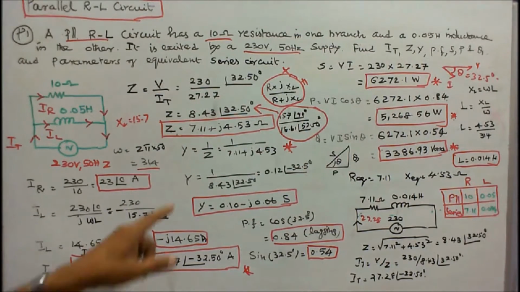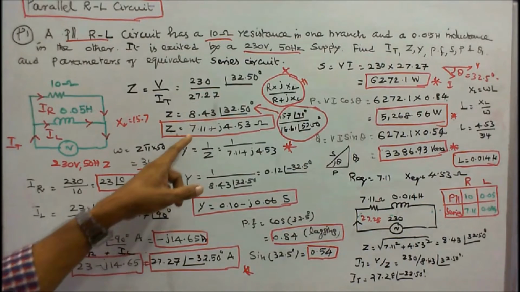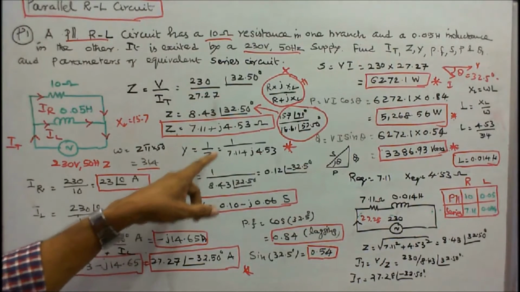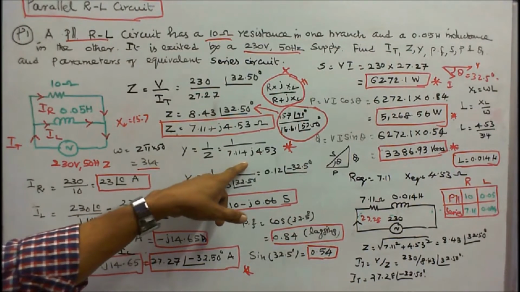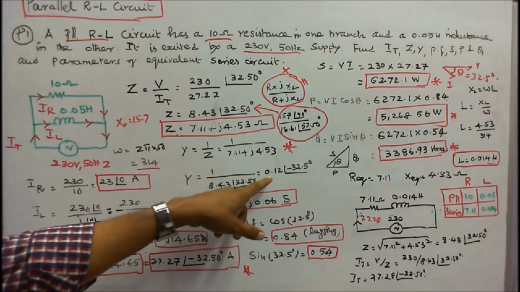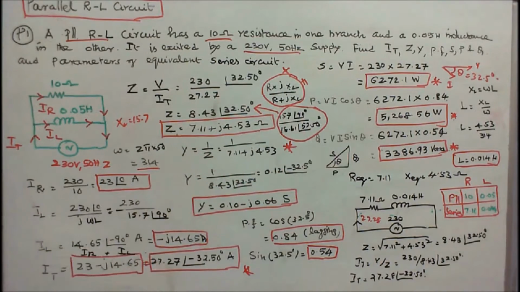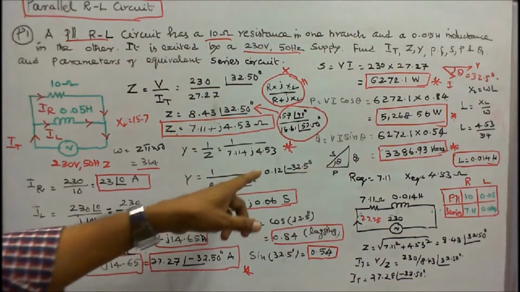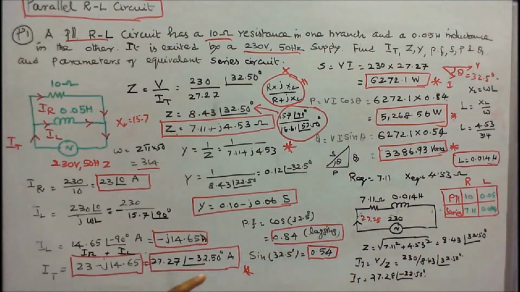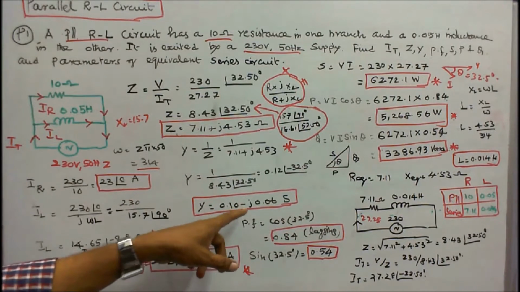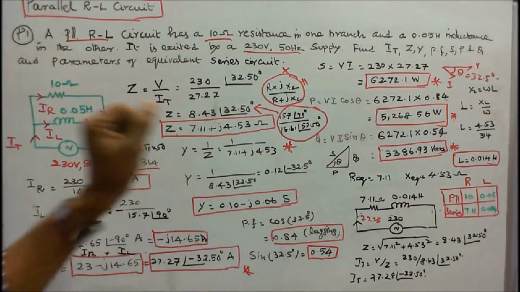I can find the admittance Y. Y is equal to 1 by Z, 1 by impedance, that is equal to 1 by 7.11 plus j 4.53. That is equal to 0.12 angle minus 32.50 degrees in polar form. In rectangular form, 0.10 minus j 0.06 Siemens.